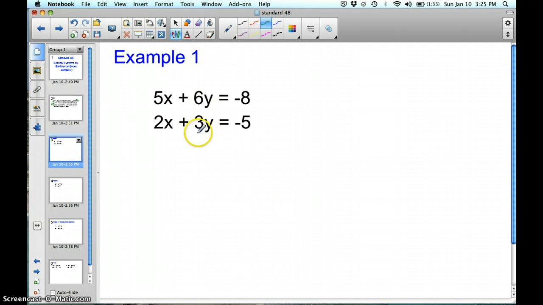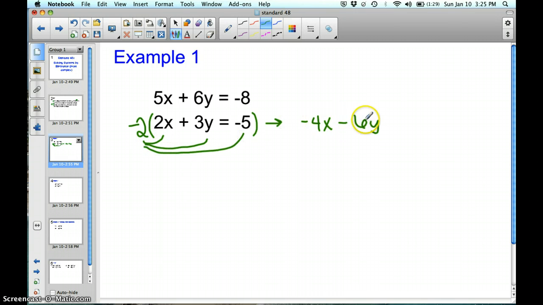What I want is to get my y's to cancel out, I would want this one to be a negative 6y. Okay, in order to make 3y a negative 6y, I would have to multiply by a negative 2. Okay, so let's see what happens. When I do this, I need to multiply negative 2 to every single term. So I'm going to do negative 2 times 2x, which is a negative 4x. I'm going to do negative 2 times 3y, which is going to give me a negative 6y. And then also, don't forget this part, negative 2 times negative 5 is a positive 10.